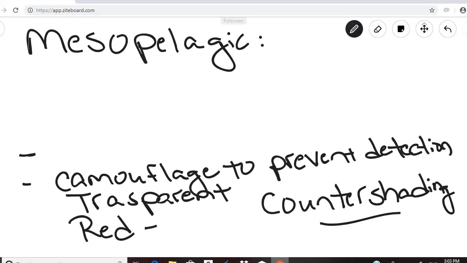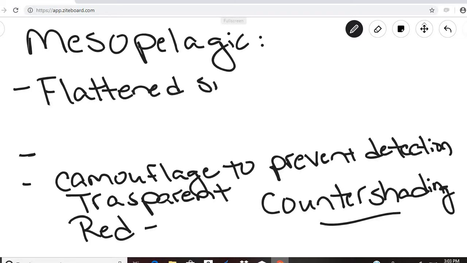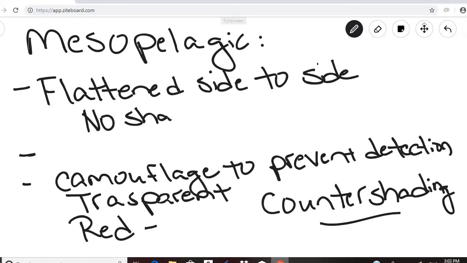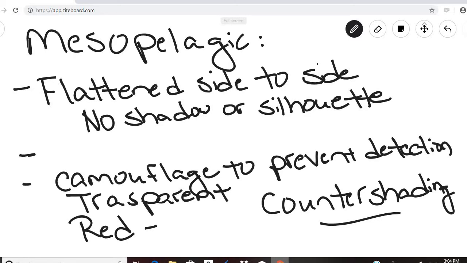Many of them are also flattened side to side. And what that does is it prevents them from having much of a shadow or a silhouette. So again, they can prevent detection because they are very flat.